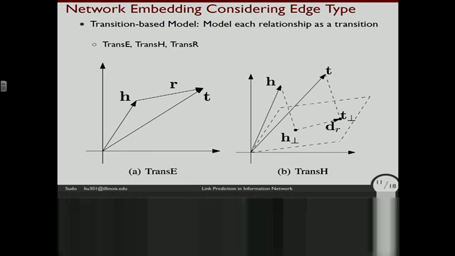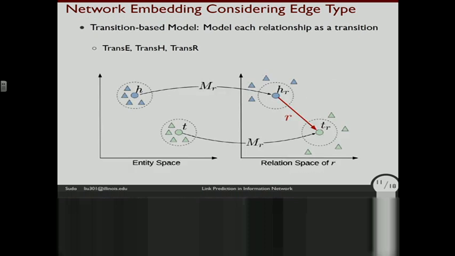Its basic assumption is that each link in the knowledge graph could be represented as a transition from the starting point to the ending point. The relationship could be modeled as a vector, which is introduced in TransE, or as a projection, which is illustrated in TransH. Also, it could be measured by a projection matrix, adding a vector. This is called TransR.